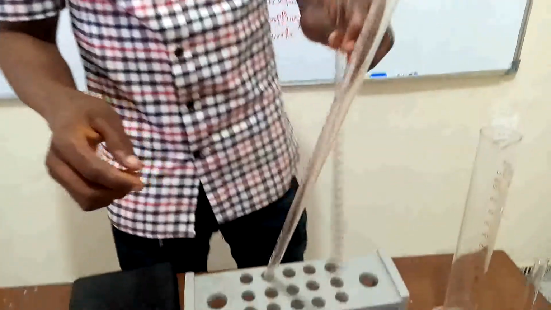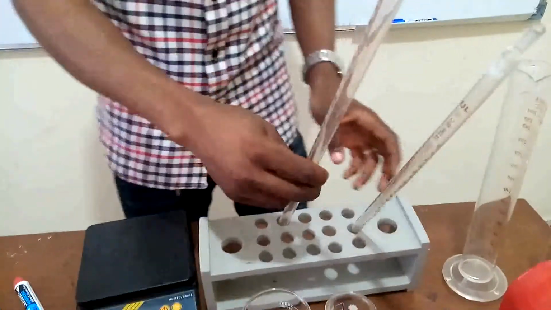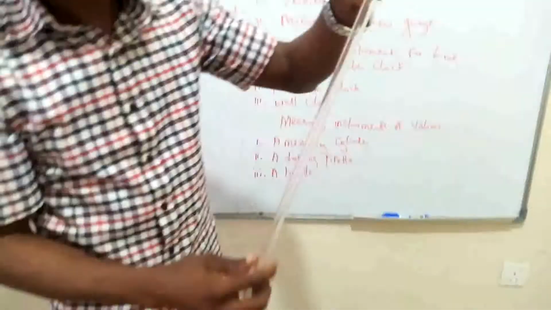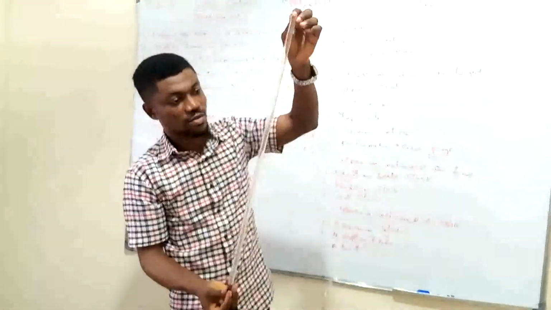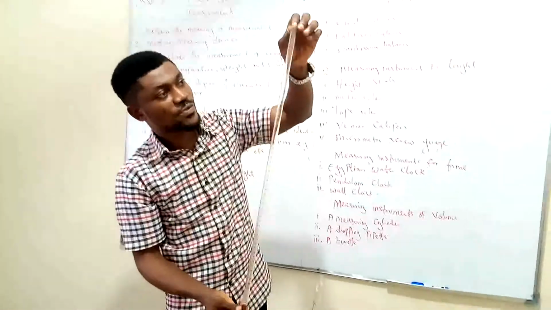We also mentioned another one here, burette. This is a typical example of a burette. This is 50 mils.